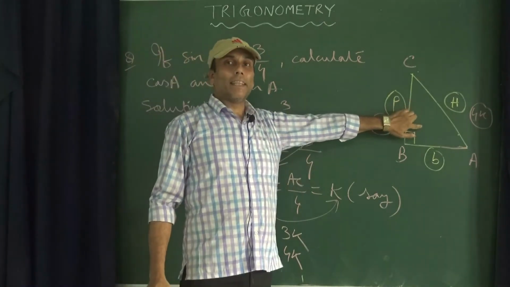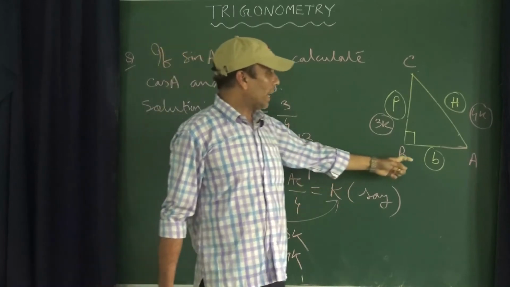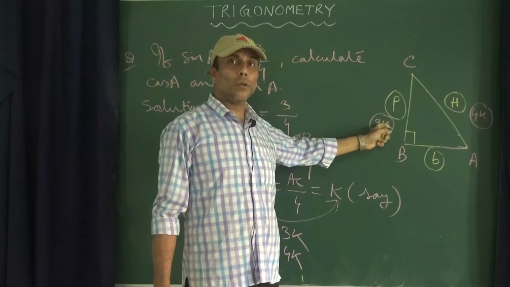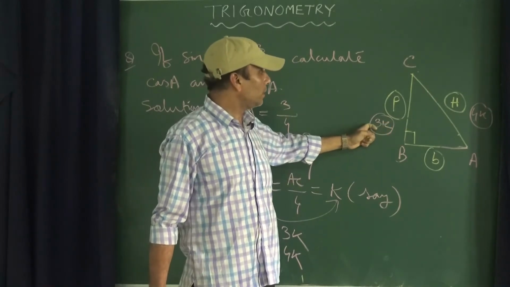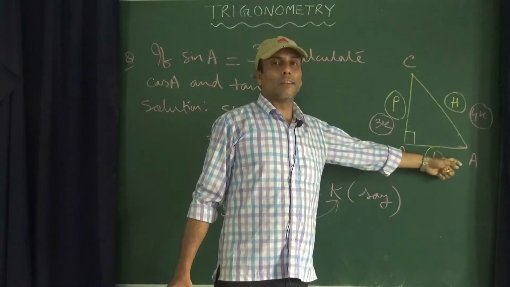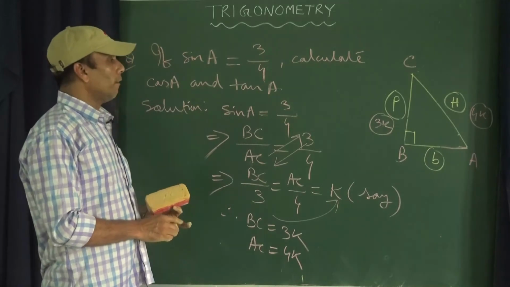Now we will apply the Pythagoras theorem. By applying the Pythagoras theorem in triangle ABC, we will get the length of AB. Out of these three sides, two side lengths are known to us. We know the length of BC and we know the length of AC also, but we don't know the length of AB. So now by applying the Pythagoras theorem, we will find the length of AB.